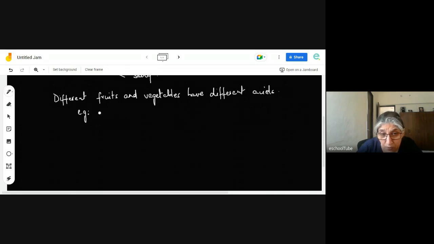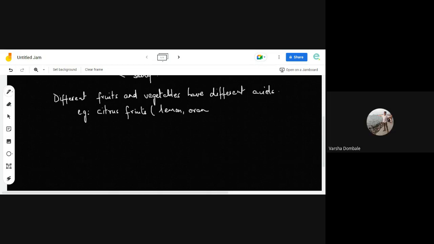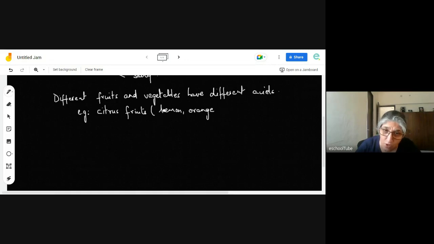For example, citrus fruits, citrus fruits kaun se hote hain? Citrus fruits hote hain lemon, orange. Lemon is also a citrus fruit. Lemon, orange, etc. These are citrus fruits, which have citric acid in them. So basically, acids are also of different types. Koi citric acid hai, sulfuric acid, nitric acid, salicylic acid. Many types of acids are present. Citrus fruits have citric acid. Okay?